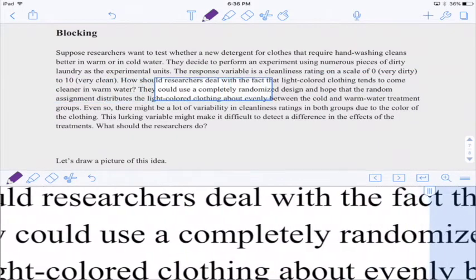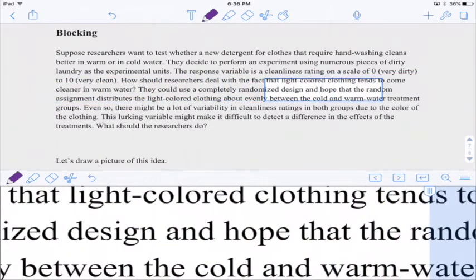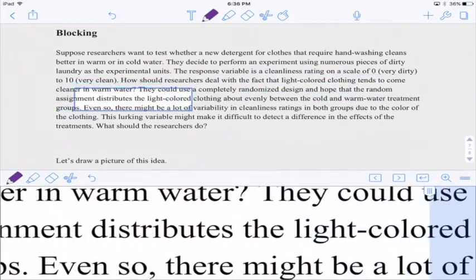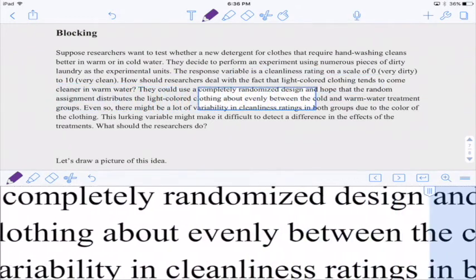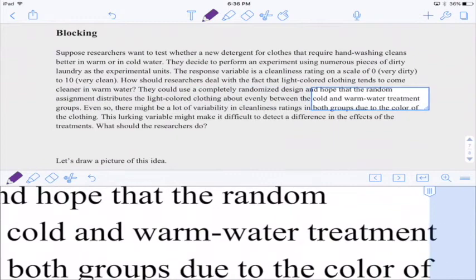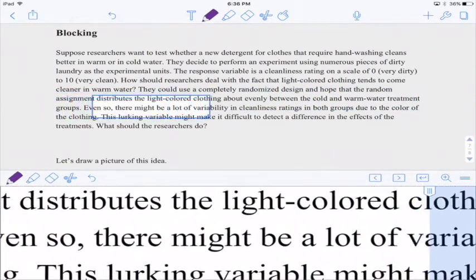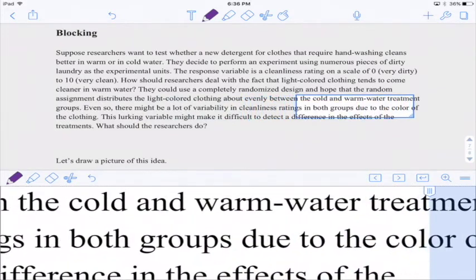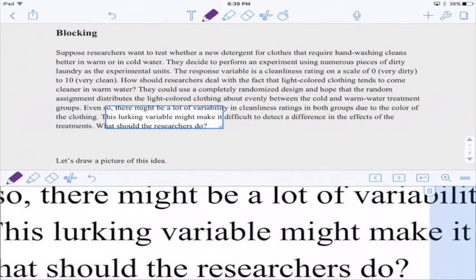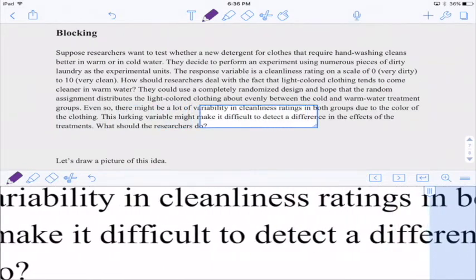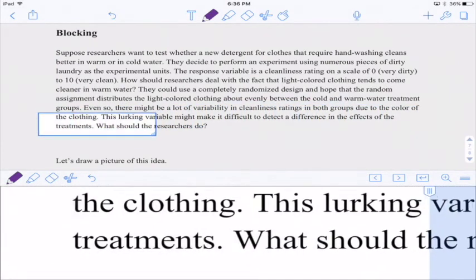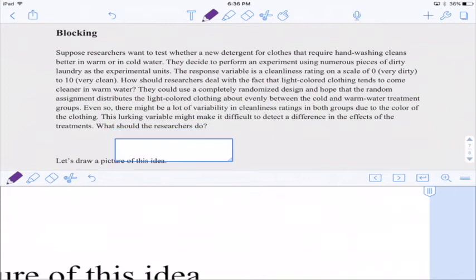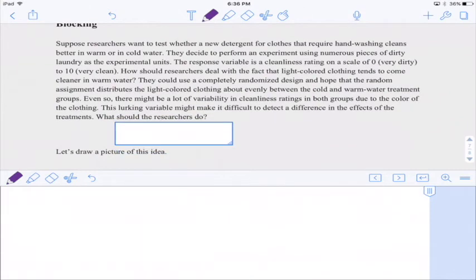They could use a completely randomized design and hope that the random assignment distributes the light-colored clothing evenly between cold and warm water groups. Even so, there might be a lot of variability in cleanliness ratings in both groups due to the color of the clothing. This lurking variable might make it difficult to detect a difference in the effects of treatments. What should the researchers do? Well, the researchers should separate light and dark clothing and then run their treatments.